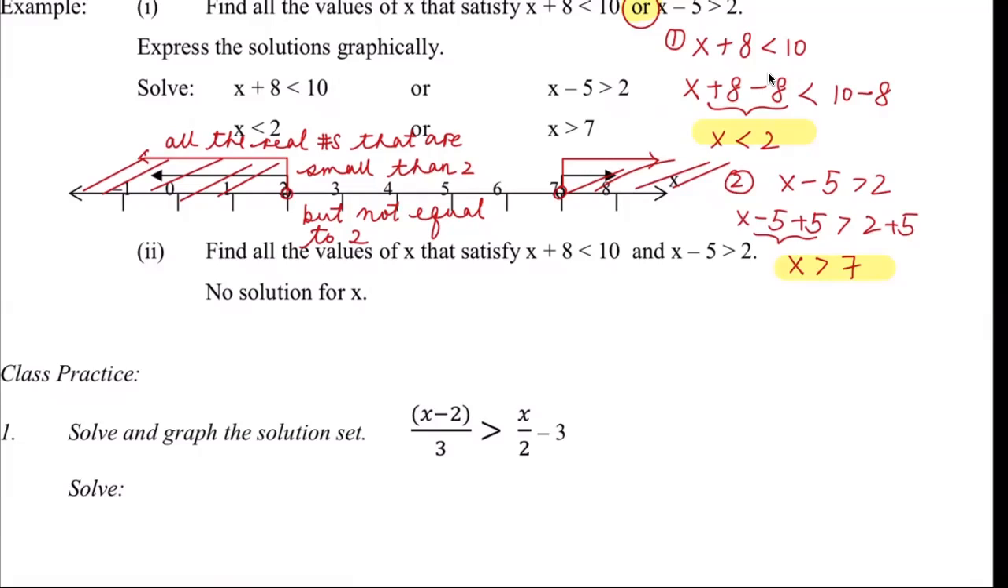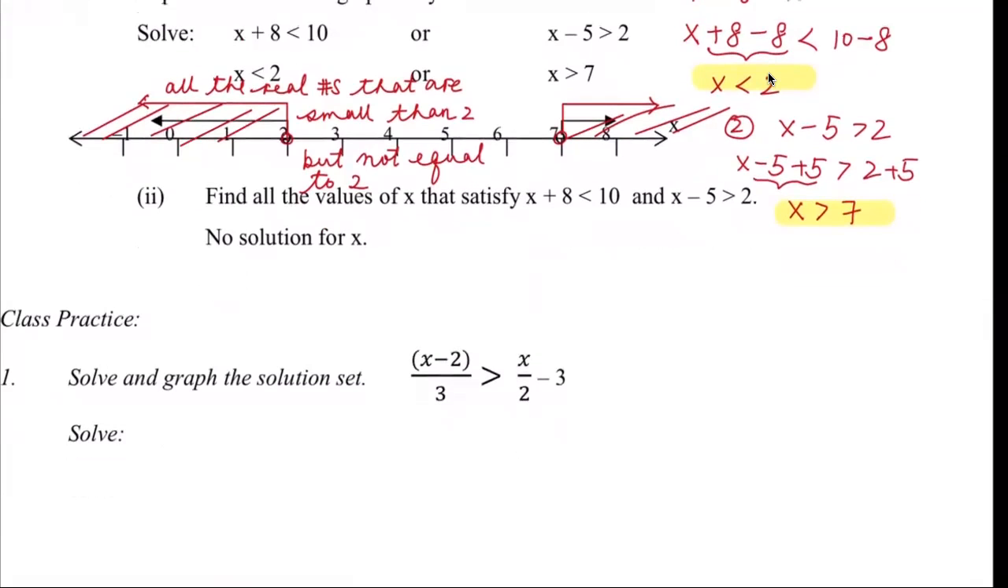Find all the values of x that satisfy both. We know that the solution to the first inequality is x is smaller than 2. For this one, the solution is x is greater than 7. Is there any real number that can satisfy both inequalities? No, because there's no real number that is smaller than 2 and greater than 7 at the same time, right?